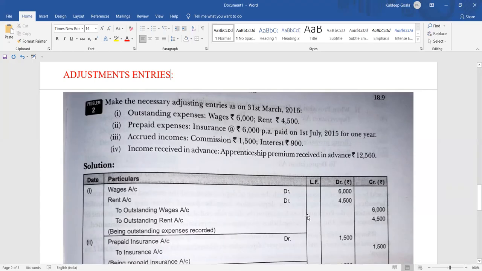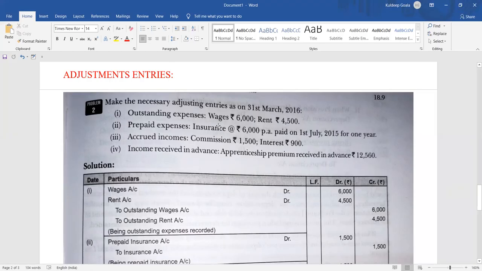Why is this entry like this? Because in the entry there are two items. One, the outstanding expenses, which is called a representative personal account. And I have already told you, for a representative personal account we use the asset liability rule. If it is an asset, it will be debited. If it is a liability, it will be credited. So both outstanding wages and outstanding rent are liabilities, so they will show on the credit side. Liability will be credit. That is why outstanding wages and outstanding rent are credited.